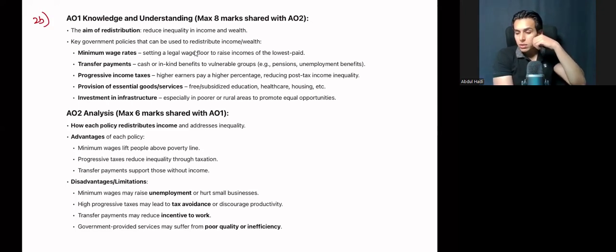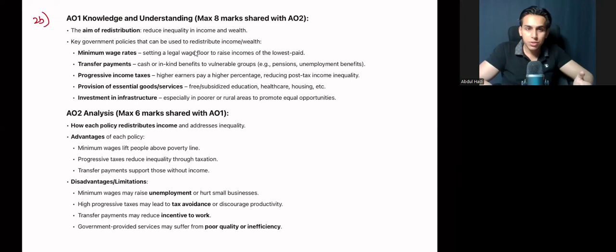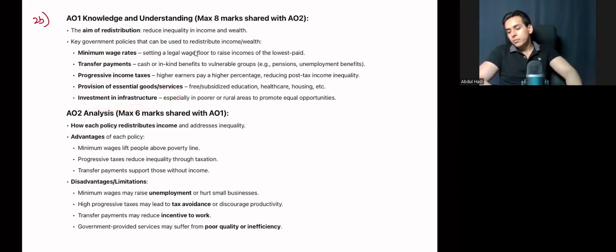Now, according to this question, your AO1, your knowledge and understanding part, requires these things. The first one is the aim of redistribution, where you'll say that the government's objective is to provide for social welfare and to reduce income and wealth inequality distribution, right? Key government policies to redistribute income and wealth could be minimum wage rates, transfer payment, progressive income tax, provision of essential goods and services the government provides itself, and investment in infrastructure.